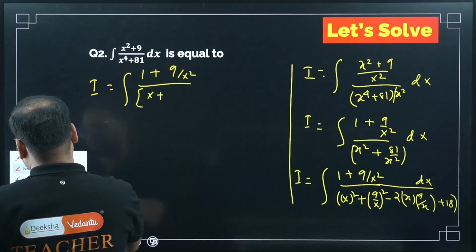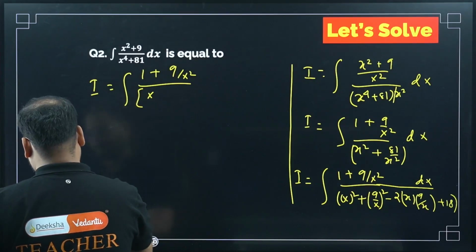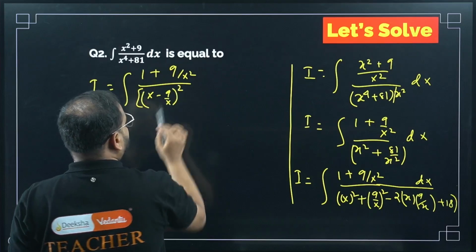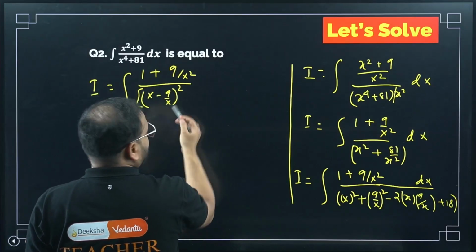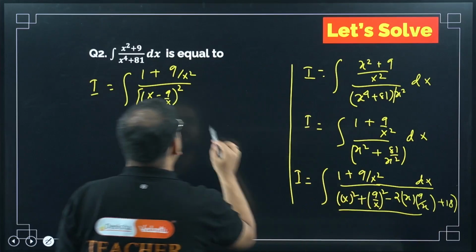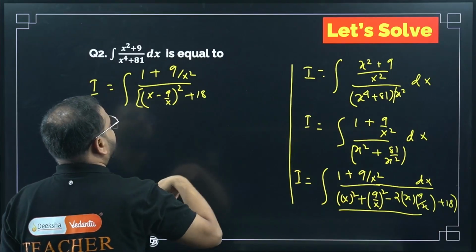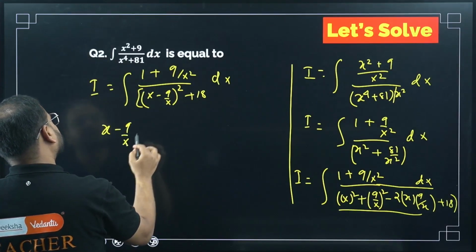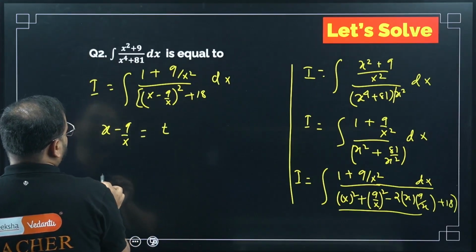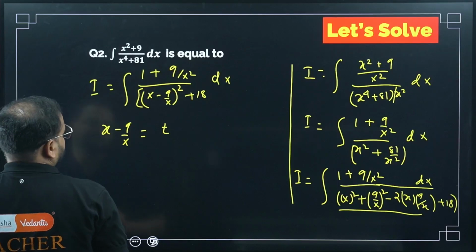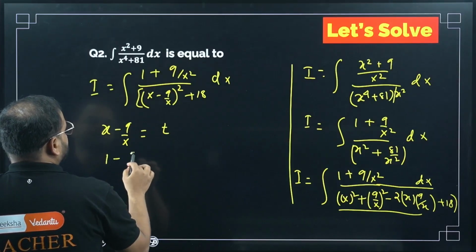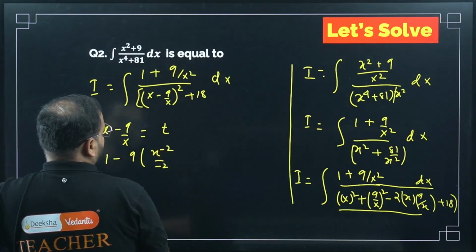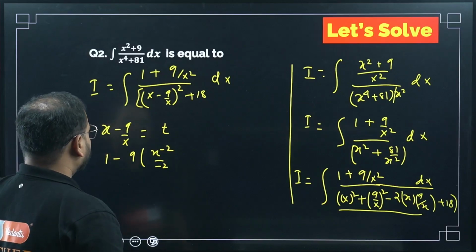So not plus, x minus 9 by x the whole square with what? With minus, no, minus is gone, this part is gone, plus 18. Okay, now this is with dx. Please check. I am taking now x minus 9 by x as t. Differentiate it, I will get what? I will get this as 1, this is minus 9. It will become what? X power minus 2 upon minus 2.